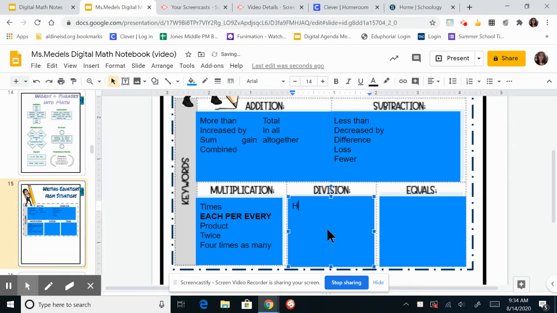And then with division, they can tell you that you're going to half something. Maybe you'll split it. One of their favorites is quotient. I'm not sure if you guys remember that. Or we're going to share something. And then your final keyword is equals. So they'll say things like is, or a big one that they typically always use is same. Okay, that is your keyword.